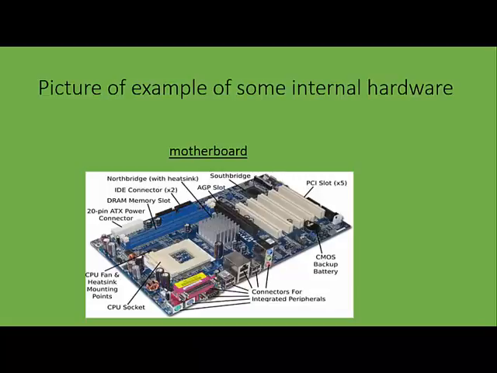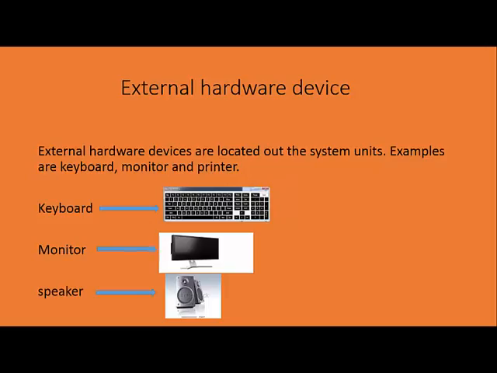The second form of computer hardware is the external hardware. The external hardware are the devices that are located outside the system unit. Examples are the keyboard, monitor, and printer.